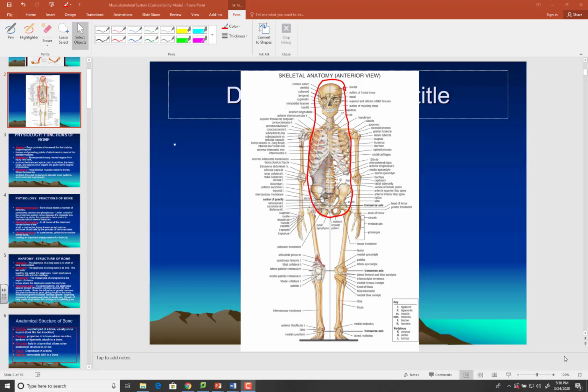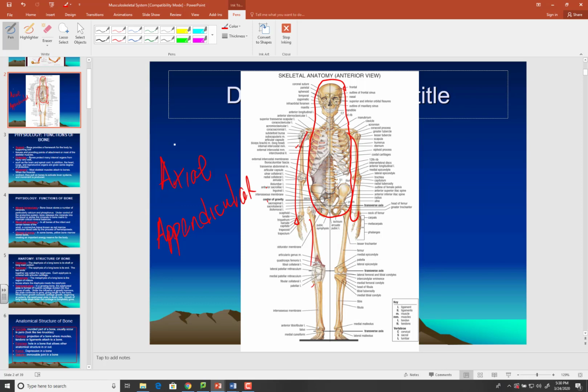And today what we're going to do is go over the skeletal system, and specifically the physiology of bone. What's bone all about? Just a couple of things real quick. First of all, the skeletal system is divided into two major parts. The part I've circled here in red is referred to as the axial skeleton. And anything hanging off the axial skeleton, like the arms and the legs, is referred to as the appendicular, or appendages, skeleton.